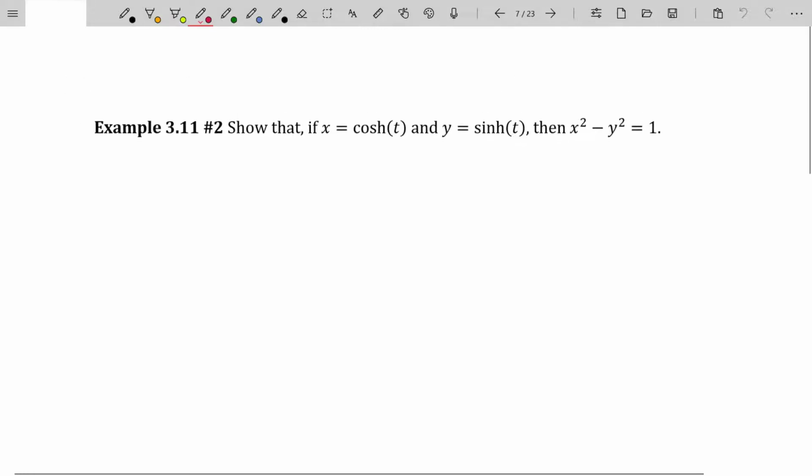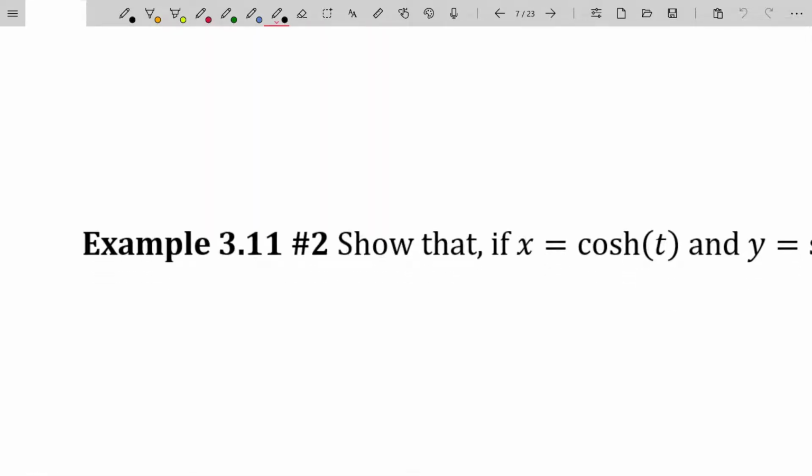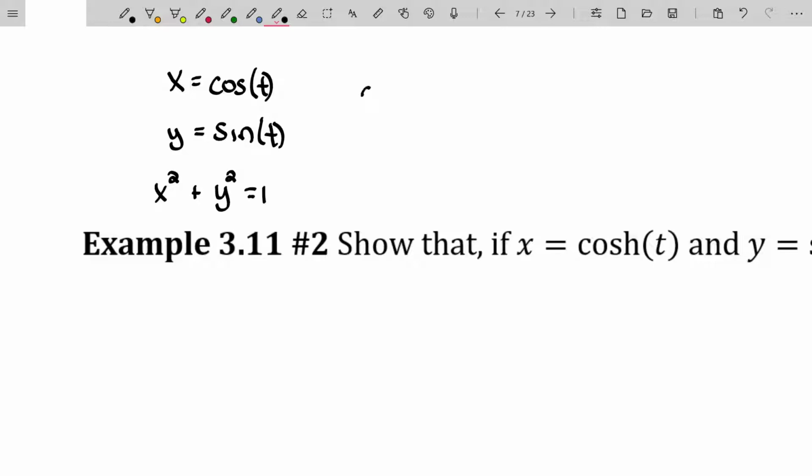Now remember, with trig functions, which are called circular functions, x was equal to the cosine of t and y was equal to the sine of t. And t was an arc length along a unit circle, and the unit circle had the formula x squared plus y squared is equal to 1. And so that gave us the relation that cosine squared of t plus sine squared of t is equal to 1. That was the birthplace of that very important identity within trigonometry.